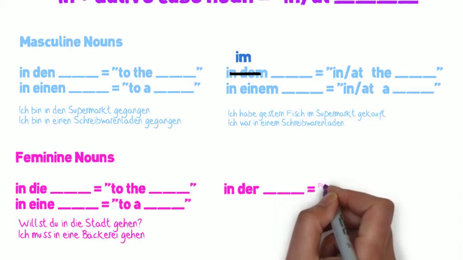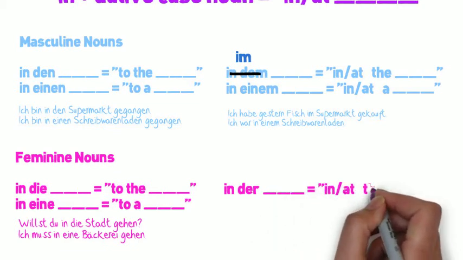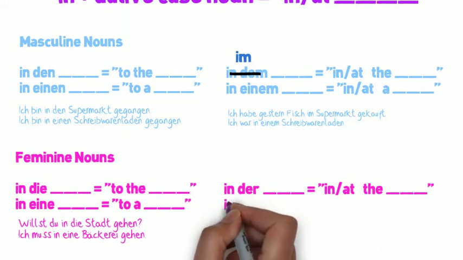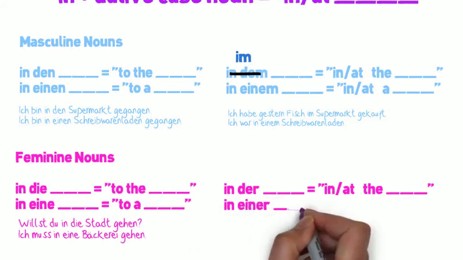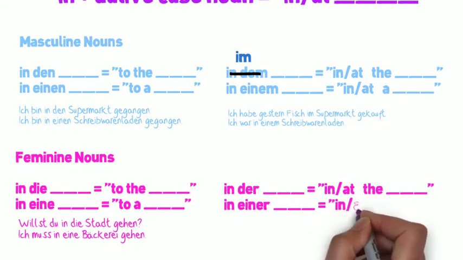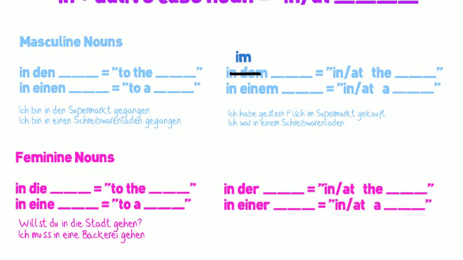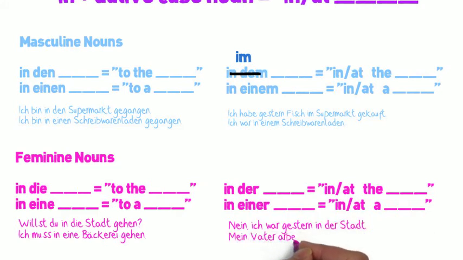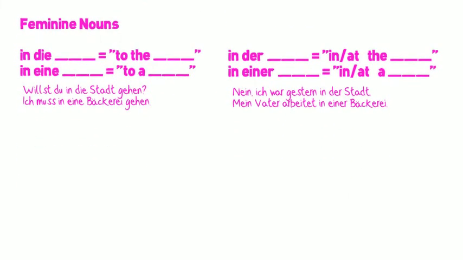In the dative case, the feminine definite article is der, and the feminine indefinite article is einer. Notice the R on the end of both of those. Once again, in will mean in or at when used with the dative case. For example, we could say, Nein, ich war gestern in der Stadt. No, I was in the city yesterday. Or, mein Vater arbeitet in einer Bäckerei. My father works in a bakery. Not to a bakery, in a bakery this time.